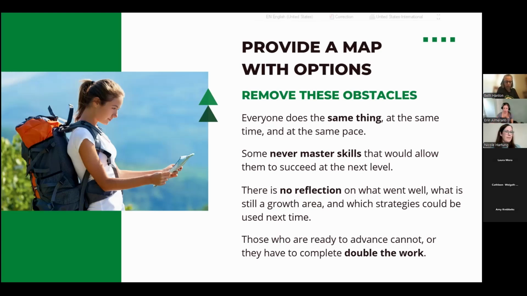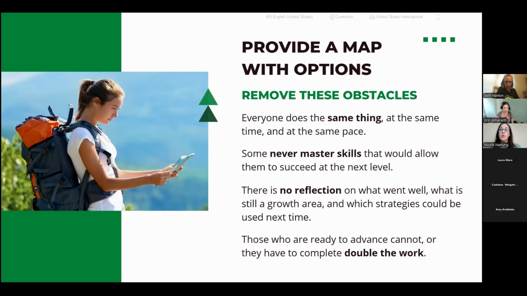And I know this is all kind of abstract right now. I promise I'm going to show you some practical ways to do this. When you remove the traditional obstacles that are there, and I think we know what those are, students are better able to move forward and to advance and to meet their goals.